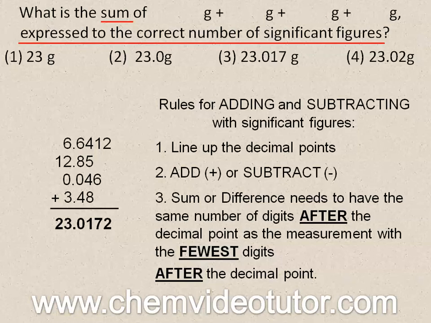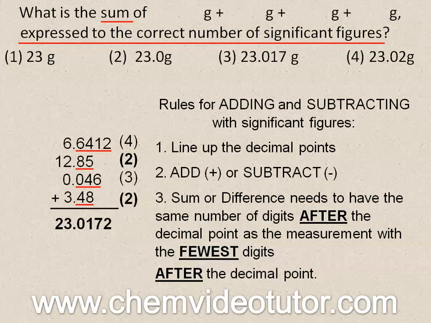Here's what this means. The first measurement of 6.6412 has a total of 4 digits after the decimal point. Meanwhile, the second measurement only has 2, which is currently the fewest. The third has 3, and the last measurement also has 2.